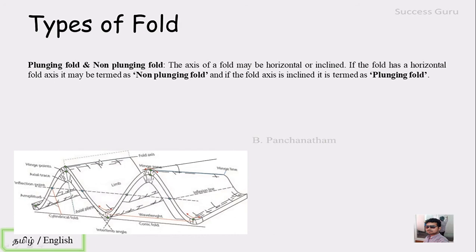Here the axial plane is horizontal, and in this case the axial plane or the hinge line is inclined from the horizontal. So this one is called a non-plunging fold, and this portion is called a plunging fold. Okay, so I have given this image for the comparison of these two things. So it may occur, it may not occur together. So remember, the plunging fold is one where the axial plane or the hinge line is inclined from the horizontal, and a non-plunging fold is one where the axial plane is horizontal.